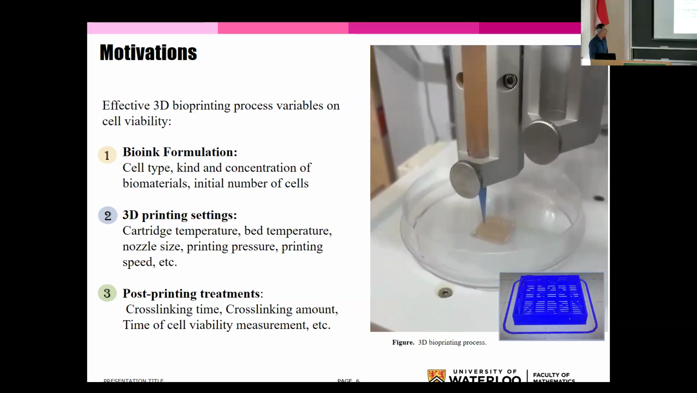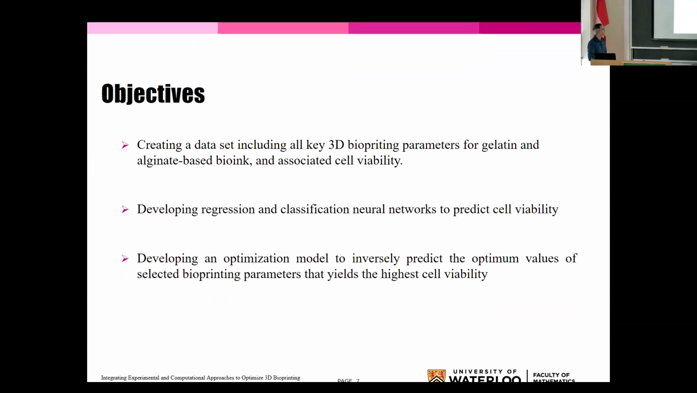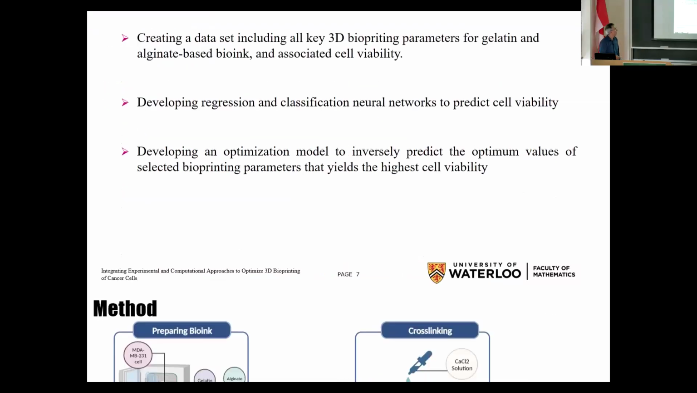And as I mentioned, the question is, how do we do the optimization problem? So the objective in this first project was, first of all, like with any other machine learning algorithm, you need as much data as possible. So we tried to collect as much data as possible. And then we developed both classification and regression algorithms to predict cell viability, and then do optimization and see for which given parameters you have the highest cell viability.